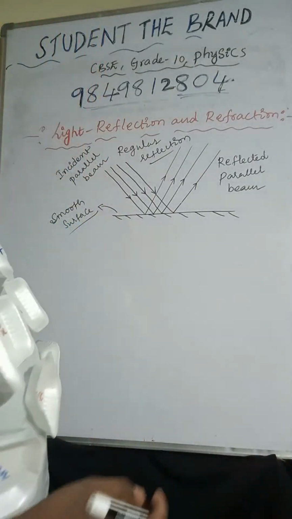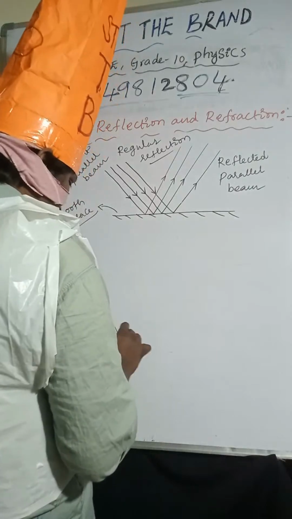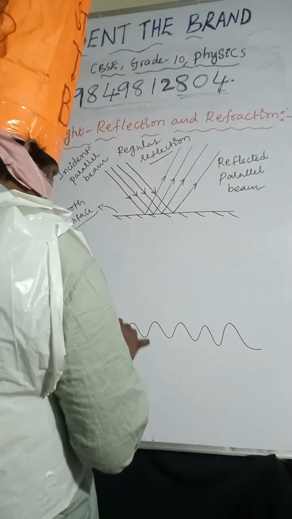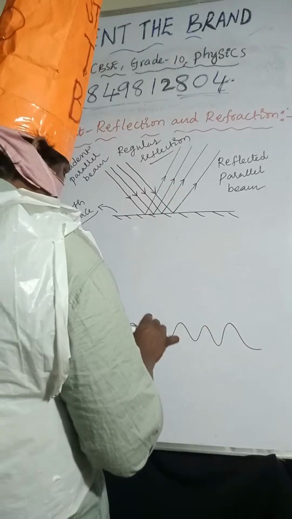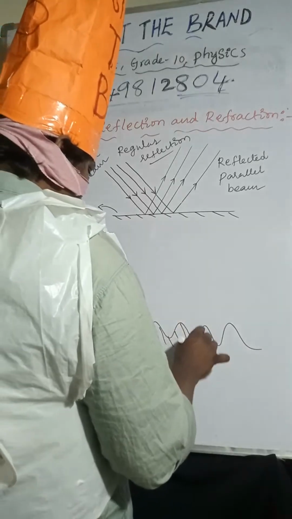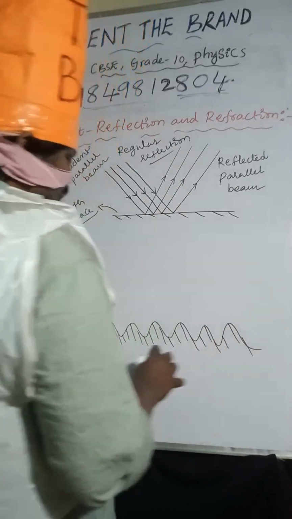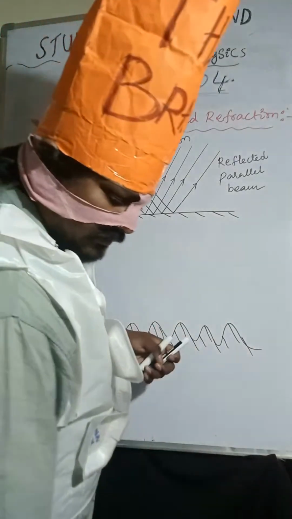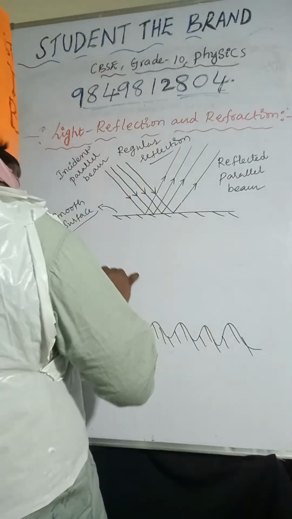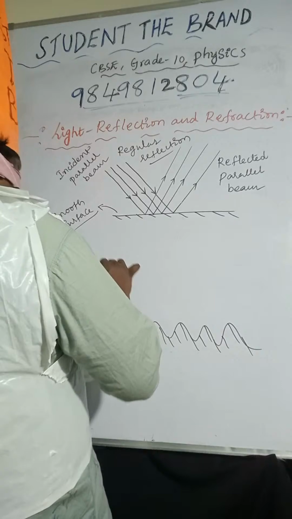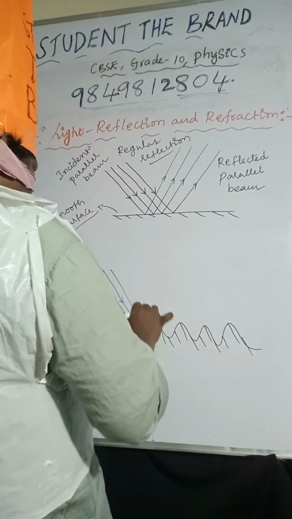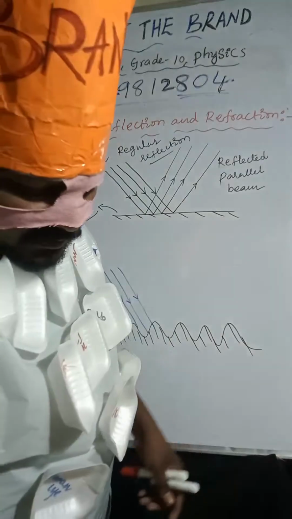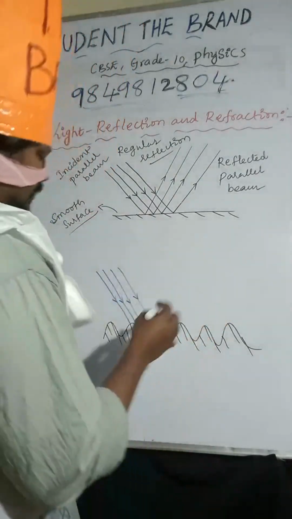Coming to irregular reflection, the incident light rays are parallel, but the reflected light rays are not parallel to each other. So they go in different directions.